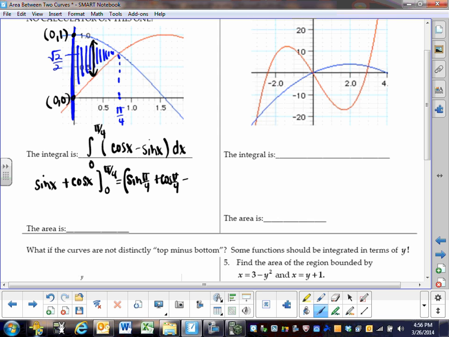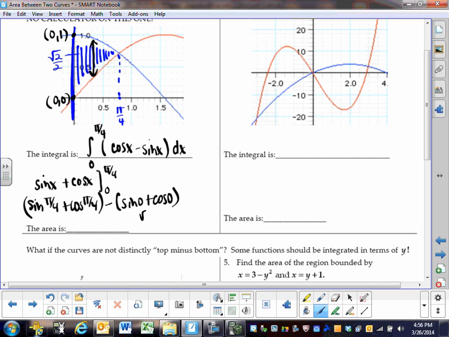minus sine 0. Well, I should move that down. Let's move it. So we'll do sine pi over 4 plus cosine pi over 4 minus sine 0 plus cosine 0. Now, because the A part of Calc AB includes some of the pre-calc material, you have to show that step. I can't leave it this way.